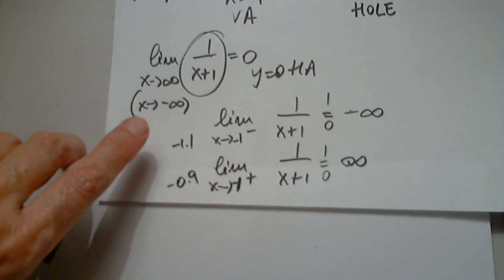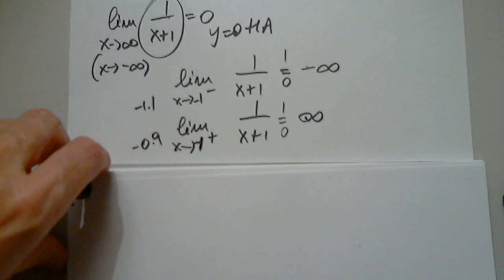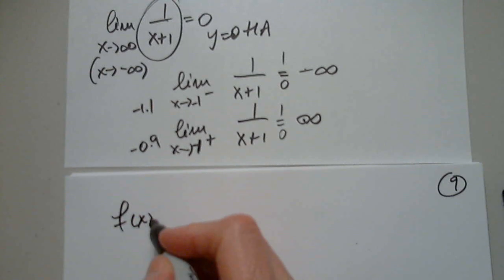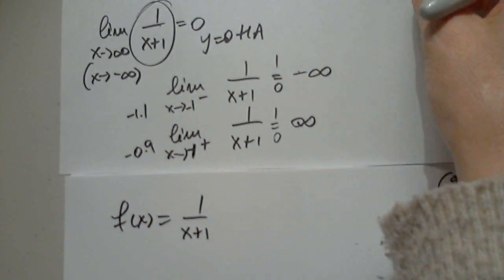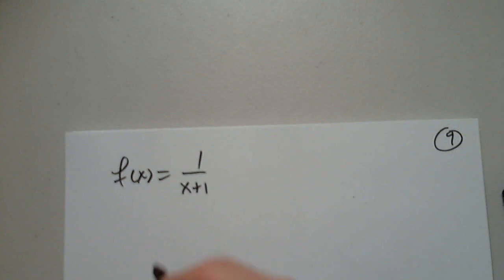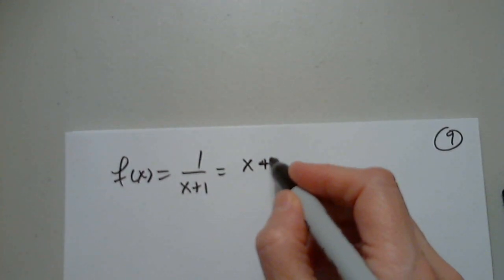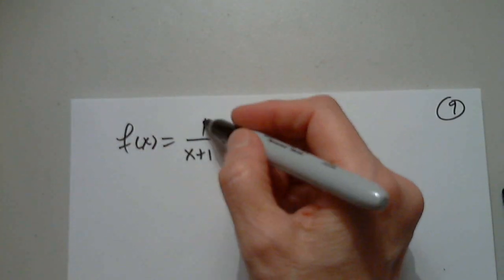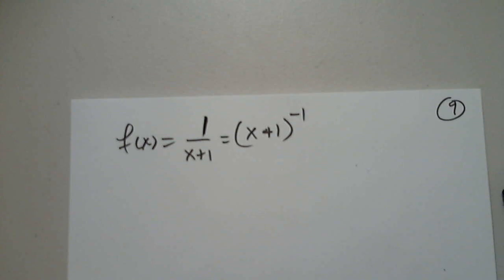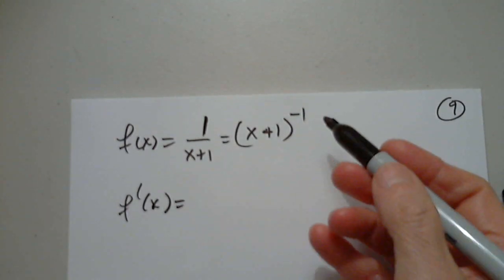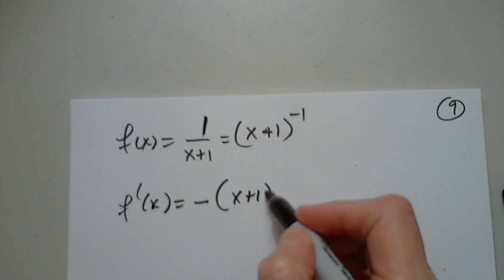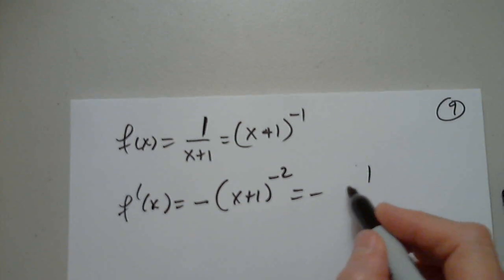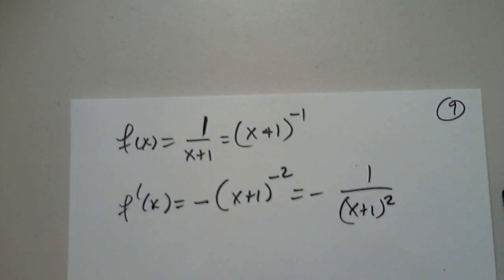Okay, so I'm on page 9. So I'm going to copy the function. f of x equals 1 over x plus 1. You know me, because the numerator is just a number, I prefer x plus 1 raised to negative 1. You can use the quotient rule, but you have to be very careful because the numerator prime will be 0. So f prime of x, bring down negative 1 and subtract 1 from the power times the inner function prime, but that's 1. And this is negative 1 over x plus 1 squared.